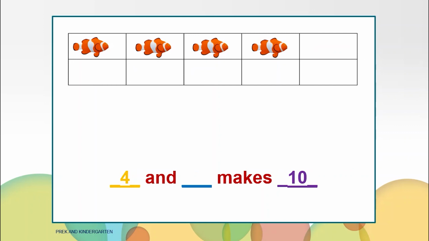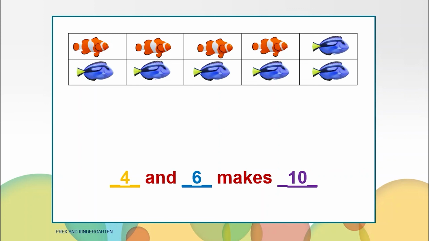Now if we put 4 orange fish, how many blue fish will we need to have in order to make 10? How do you know? Right, 6 blue fish. 4 orange fish and 6 blue fish makes 10 fish in the fish pond.